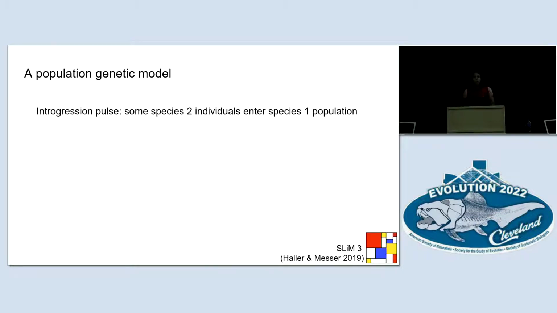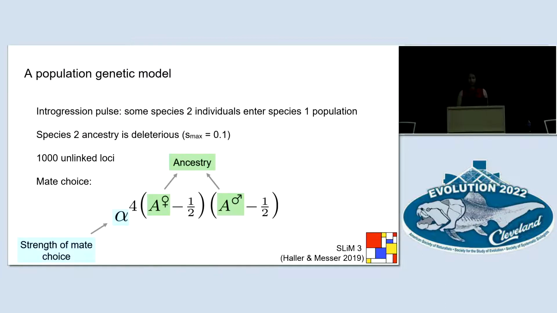So to start investigating this effect, we constructed a population genetic model. And we're going to be considering the scenario in which there's an introgression pulse. So some entirely species 2 individuals are entering a species 1 population. We're going to assume that species 2 ancestry is deleterious, and I'll get into specific reasons why that might be the case a little later on. And we're initially going to assume a genome composed of 1,000 unlinked autosomal loci. And again, we'll relax this genomic assumption in a little bit.